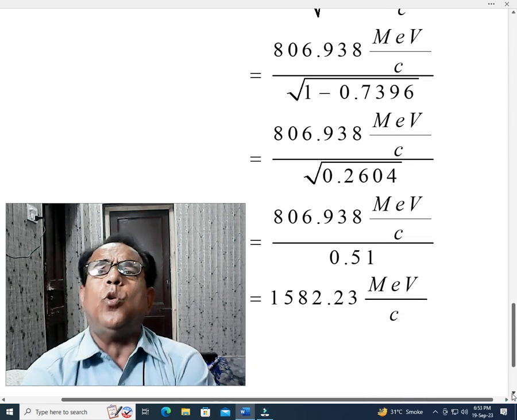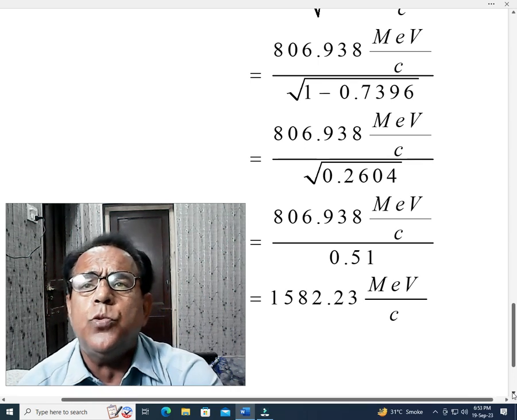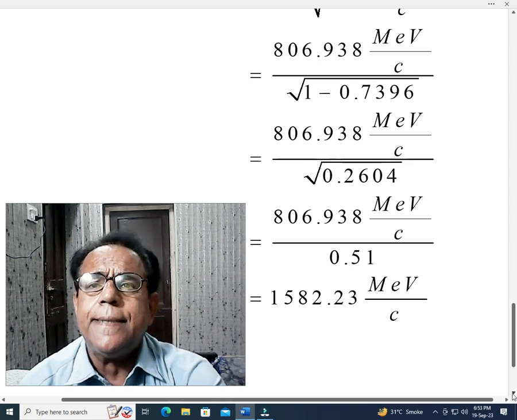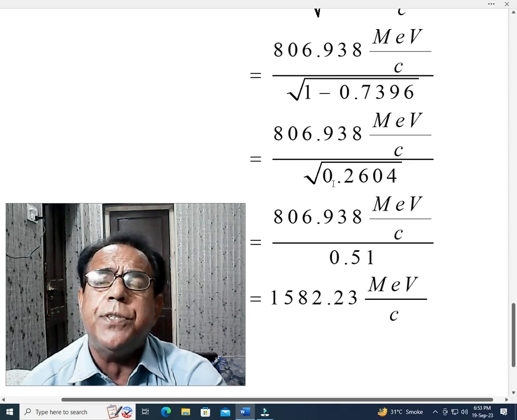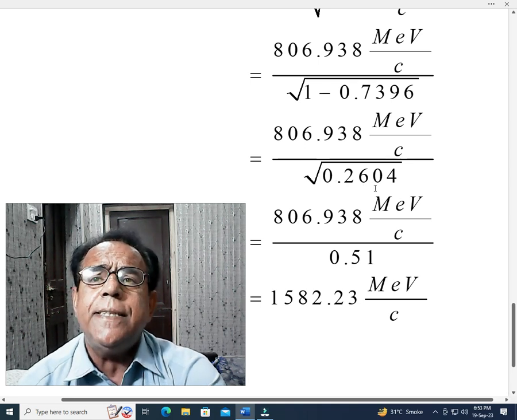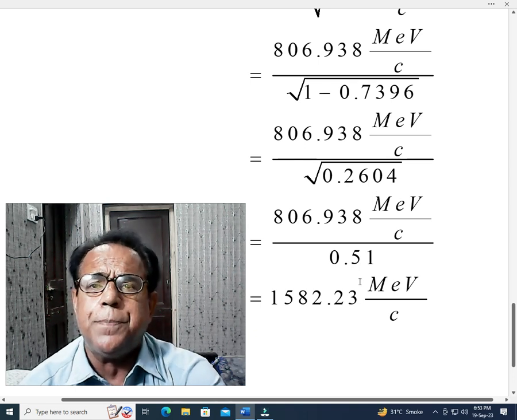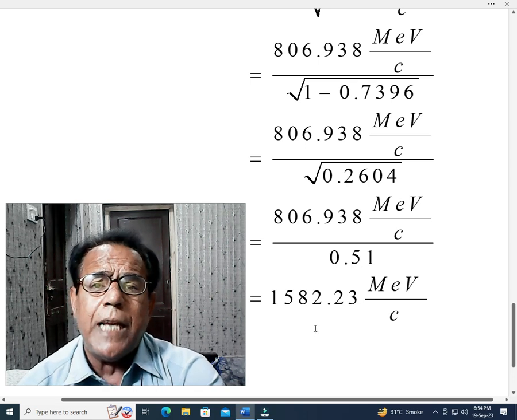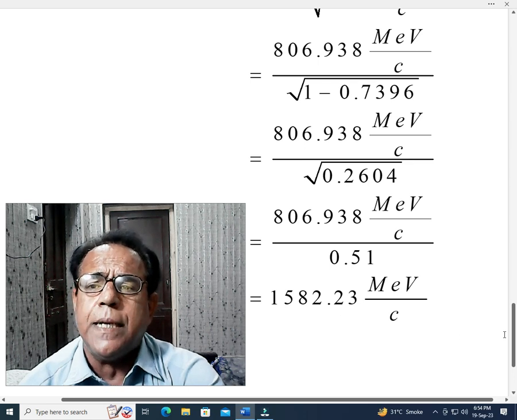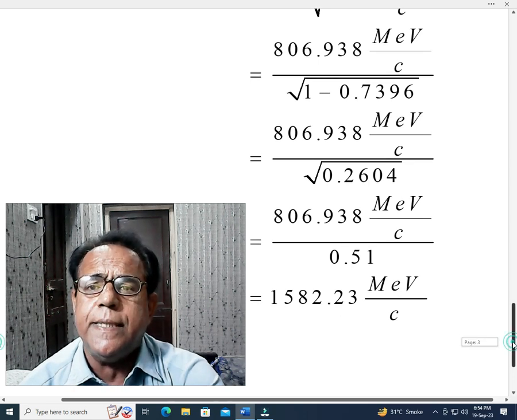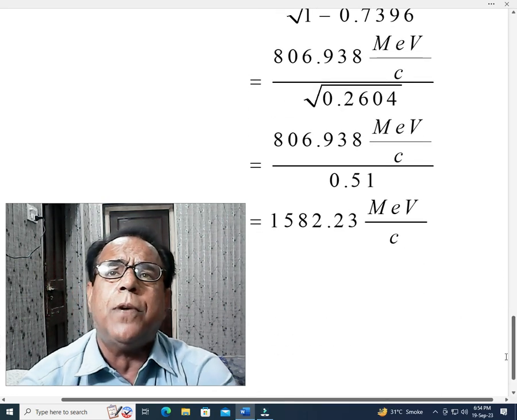In the next step numerator is the same, no change in the numerator, while denominator becomes under root 0.2604. In the next step no change in the numerator, while in the denominator the value of under root 0.2604, which is equal to 0.51, has been used. In the next step our solution has become equal to 1582.23 million electron volt over c. Okay, this is the momentum of proton, and this is the end of our problem.